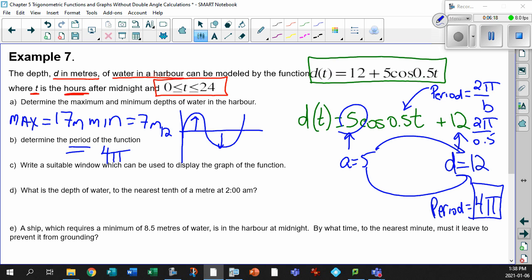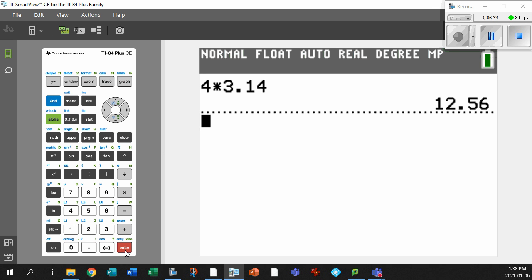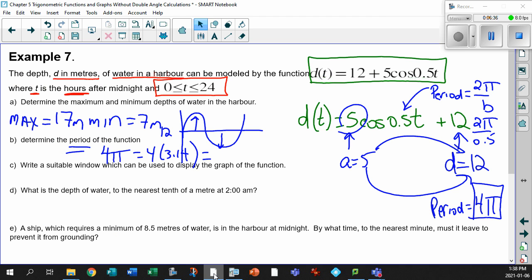What does that period mean? Well, 4 times pi, if you think about it, this is 4 times 3.14. If you do that on your calculator, 4 times 3.14 works out to be 12.56. Now, if you think about that, 12.56, what does this mean? For a complete high tide and low tide, you're going to need 12.56 hours. There you go. That's how it works. That's what the period means.